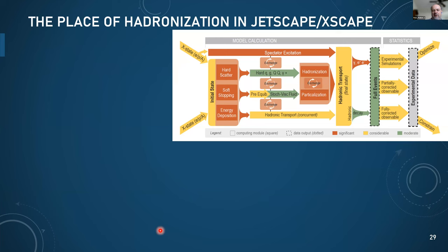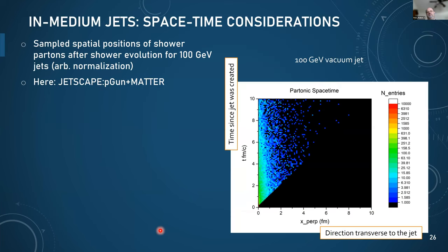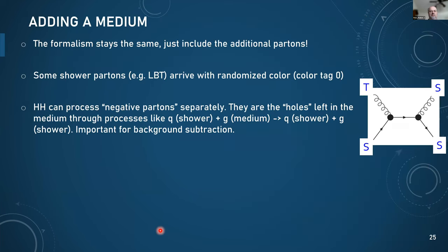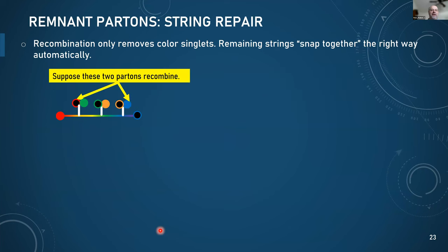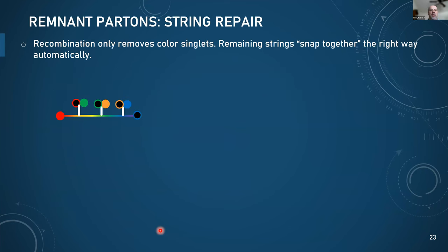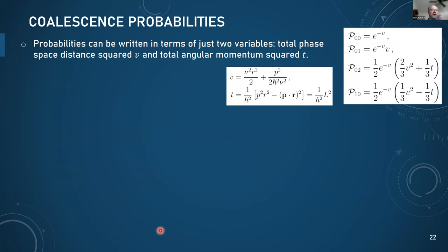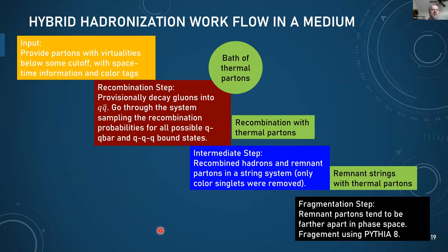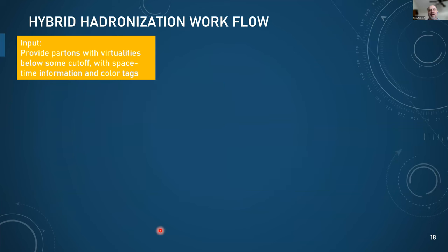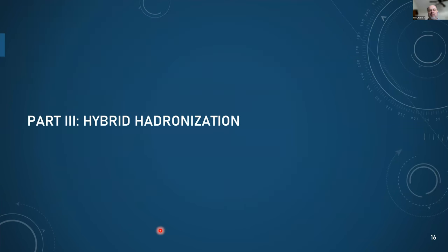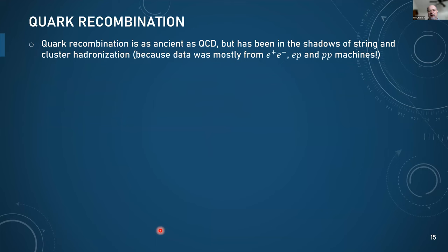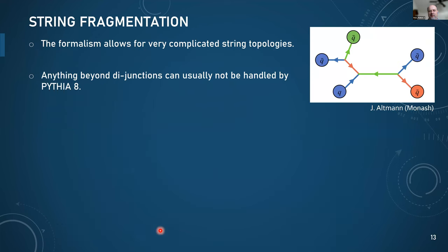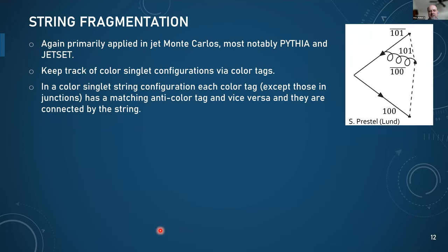Let me go back here. In a sense, you add dimensions to your color space: instead of just the three directions for a quark, you just add more. And in terms of the algebra, I think one way of thinking about this, hold on.